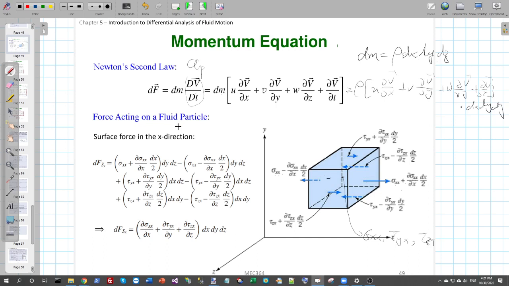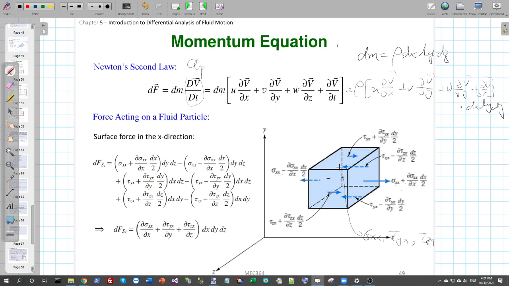Based on what we have before, we can look at this force in two groups, right? One is the surface force and one is the body force. For the surface force, we also calculate the stress force, and we have two kinds of stress. Remember, stress is a force per unit area, right? We have the shear stress and the normal stress.